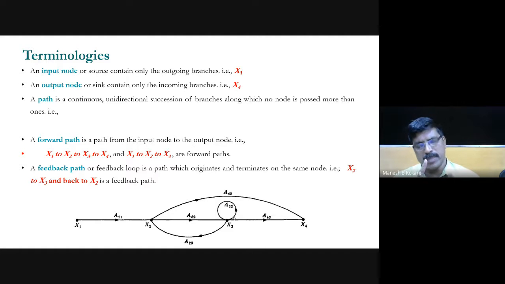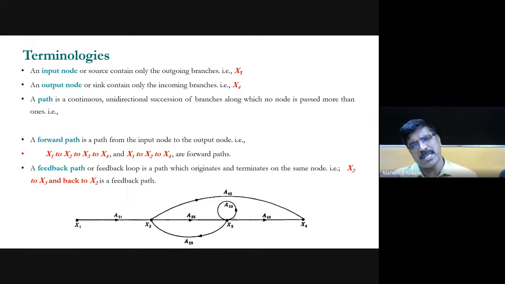These terminologies: what is meant by input node or source node? An input node or source node has only outgoing branches, okay, and an output node or sink node has only incoming branches. A path is nothing but a continuous unidirectional succession of the branches along which no node is passed more than once. Forward path means the signal will travel from input to output, and feedback means the signal will start from the same node and terminate at the same node by traversing other nodes and so on.